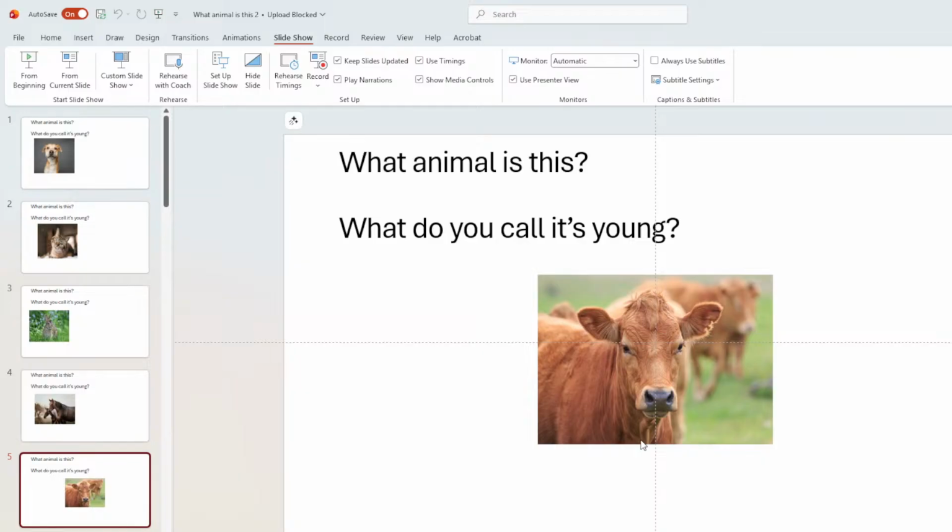All right, so that one, that is a cow. Okay, that's a cow. That is a cow. What do we call the young one of a cow?